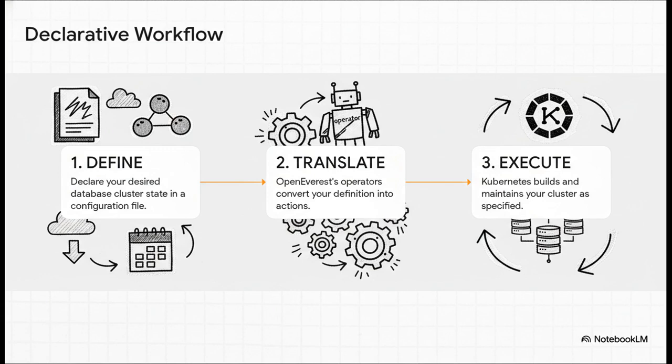Instead of writing a bunch of manual commands, you just declare what you want. You create a simple file that says something like, I need a 3-node MongoDB cluster, and I want daily backups. OpenEverest's operators take that definition, translate it into all the necessary steps, and Kubernetes makes it a reality. And it doesn't stop there. It constantly works to make sure your database stays in that perfect state.